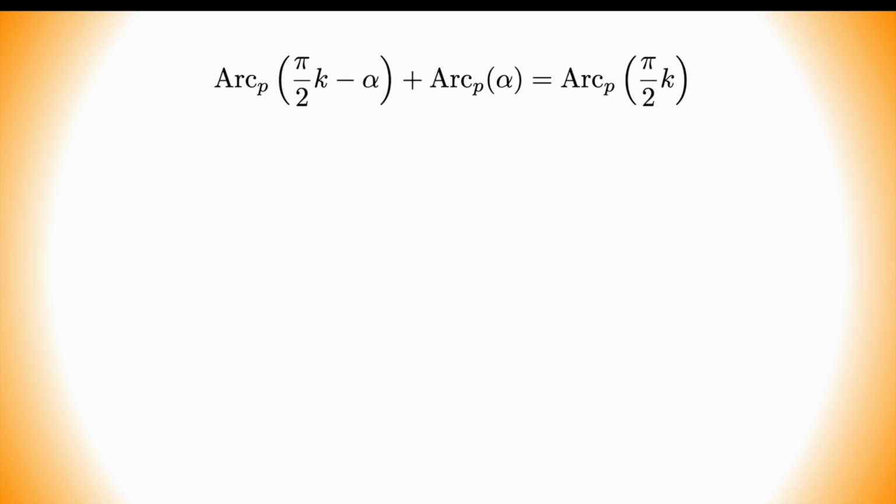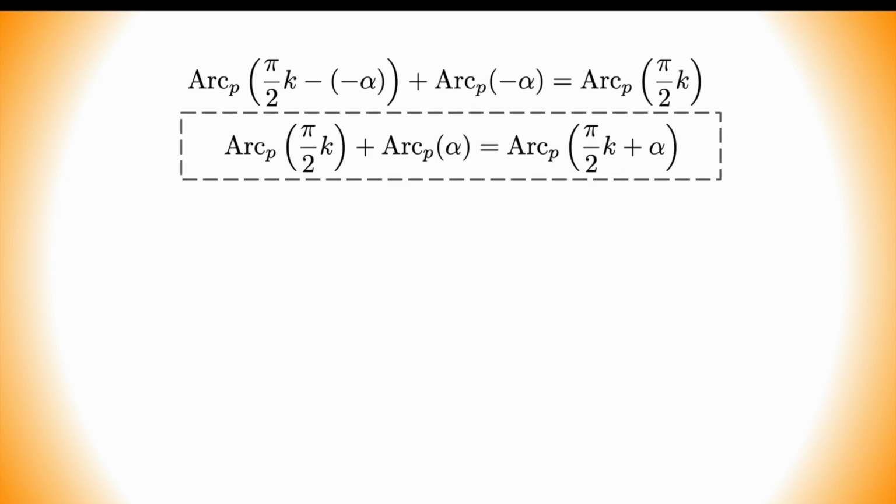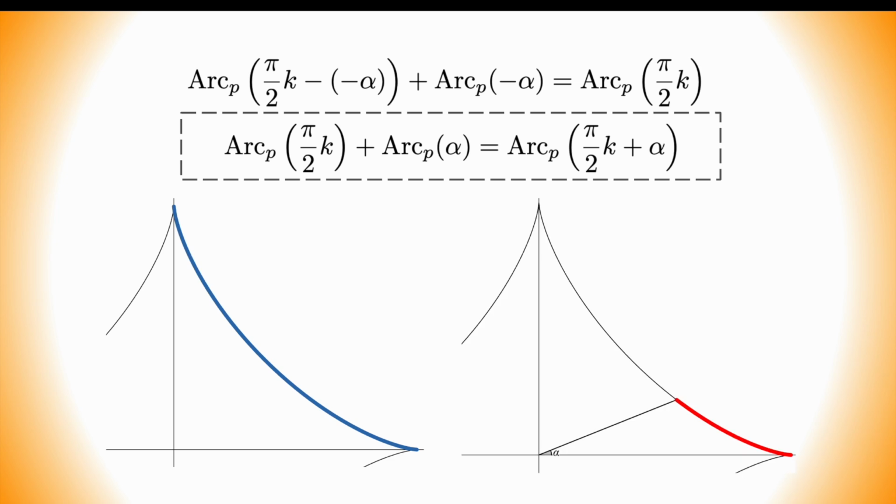Another way of thinking about this identity is if alpha was negated, which, using the parity of arc, then changes the statement to adding the angle alpha to multiples of pi over 2. You can see if we start with arc of pi over 2 and try to add the arc of angle alpha, it's the same as tacking alpha's arc length onto pi over 2. Essentially, completing a quadrant is like starting at 0 again when measuring arc length.